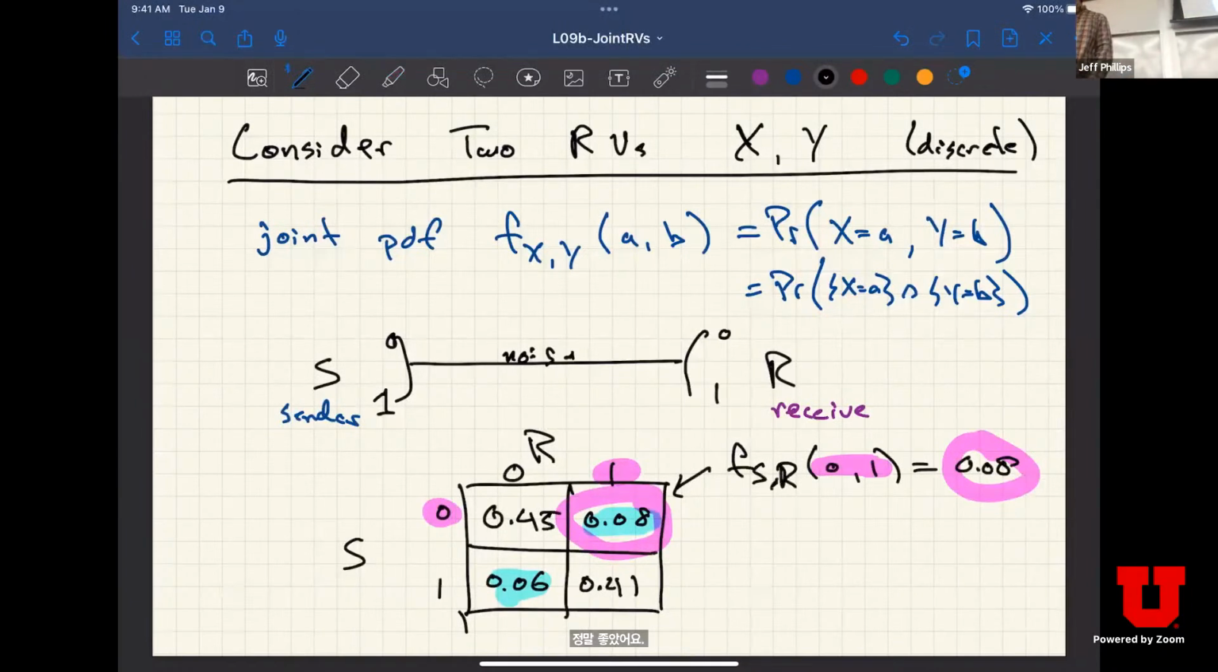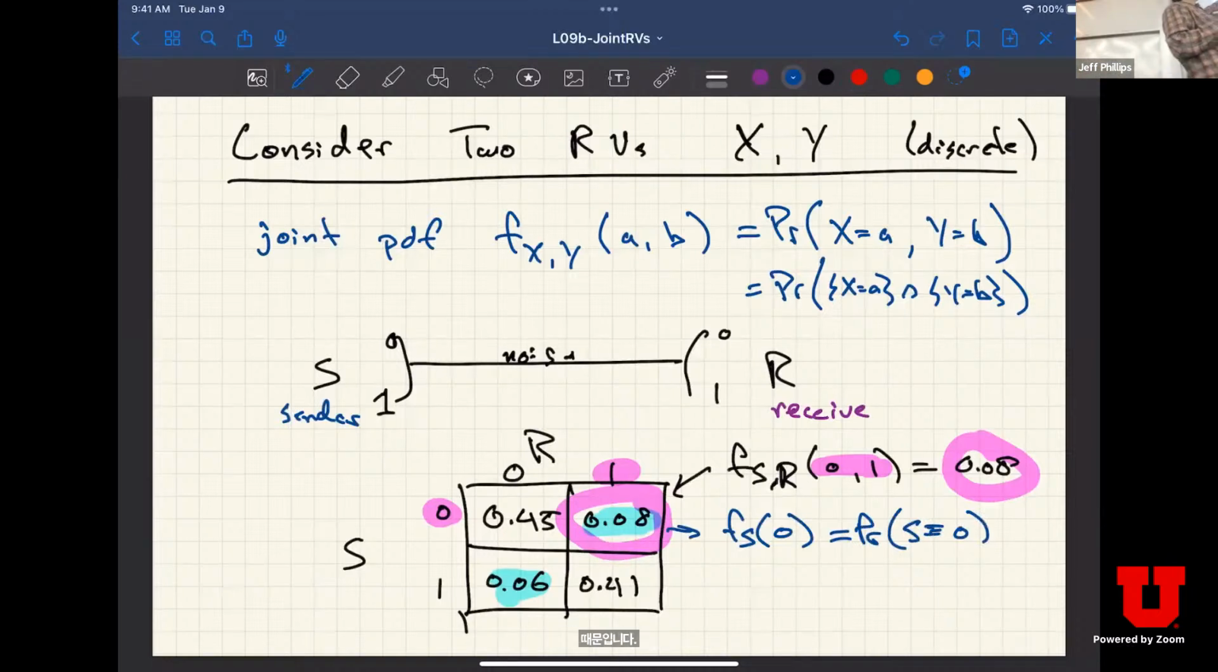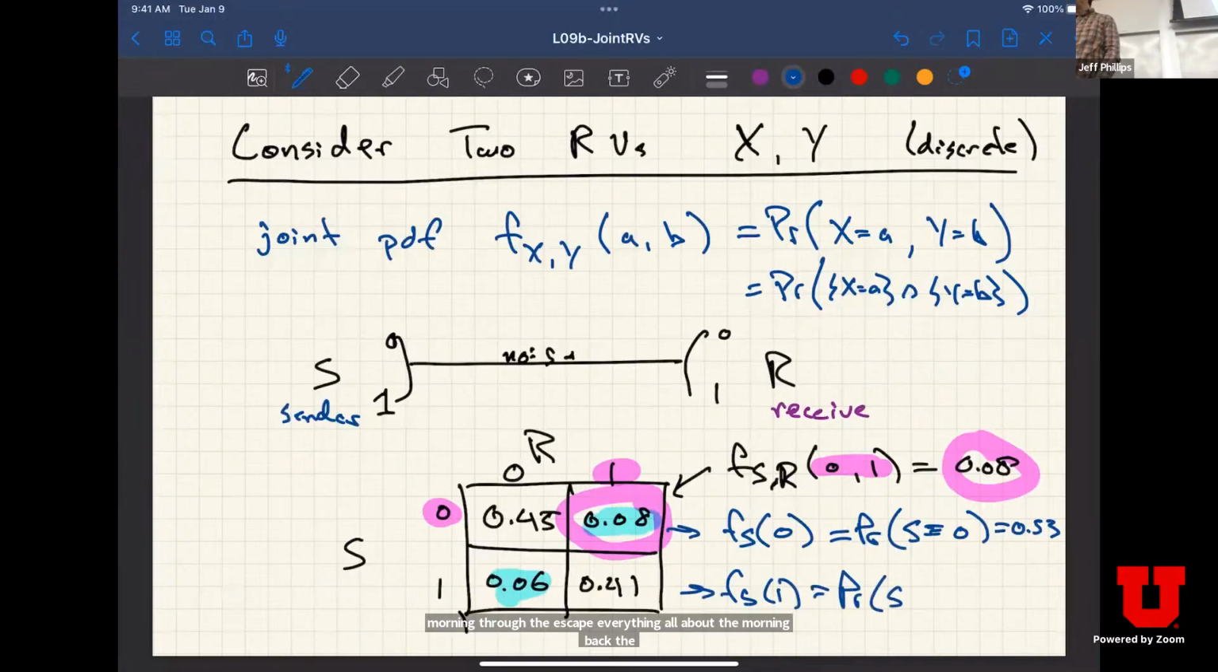Okay, and you can also derive the distribution of just the bits that were sent. So f of S of 0 is equal to the probability that S is equal to 0, that the sender used a 0 bit. Well, that's the sum of that row in the table, right? So 0.53, and f of S equals 1, probability S equals 1, that should be 0.47, right? Yeah.